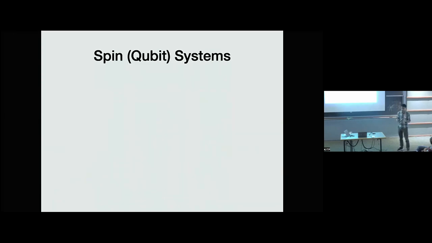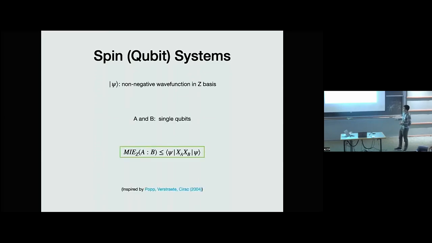Okay, so that's the story for implications of sign structure for dynamical steady states. And now I want to return to more conventional systems, just ground states of local Hamiltonians. For that purpose, we prove a very simple claim. The claim is that if psi is a non-negative wave function in the z basis, and if A and B are single qubits, then the measurement-induced entanglement between A and B, measuring everything else in the z basis, is upper bounded by a simple 2-point function, the XX correlation. This is inspired by the localizable entanglement paper.